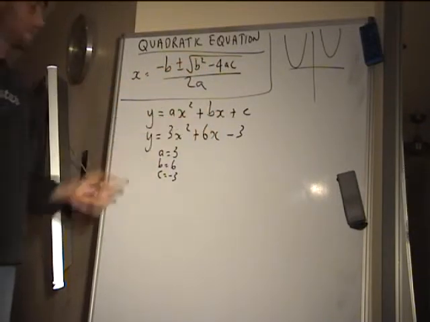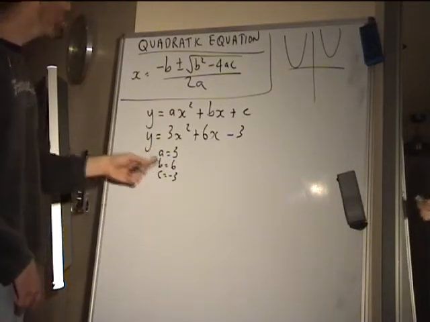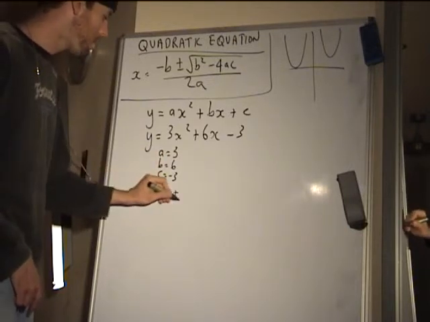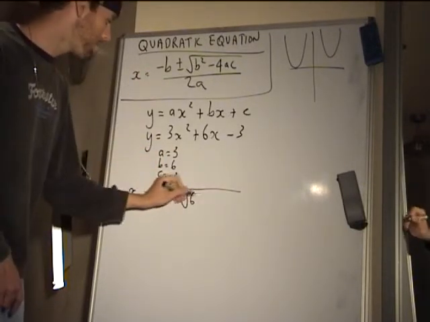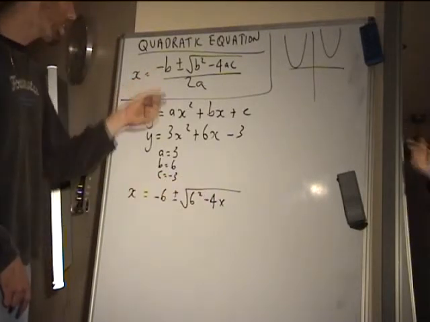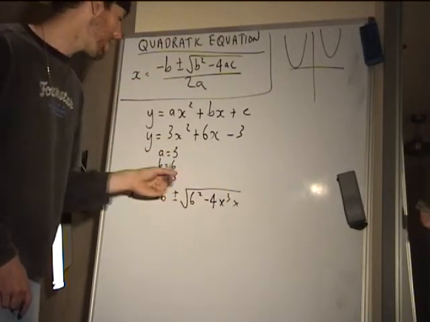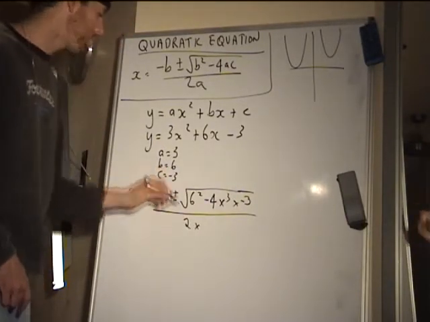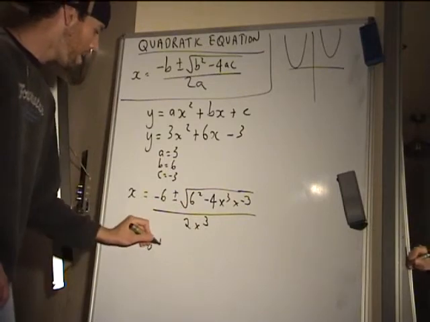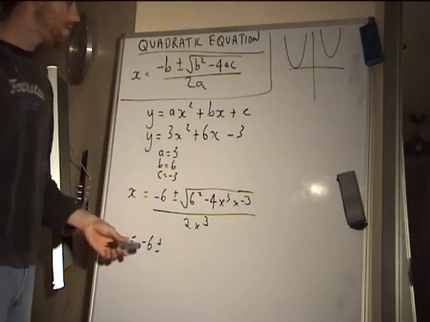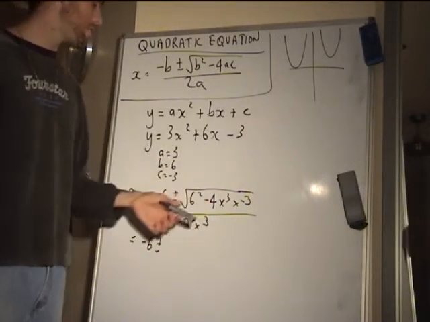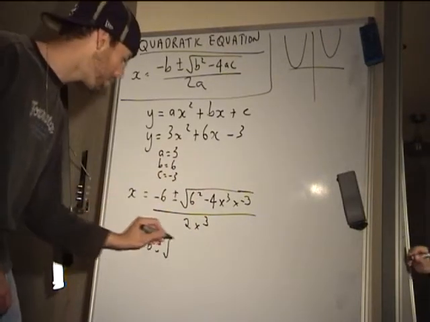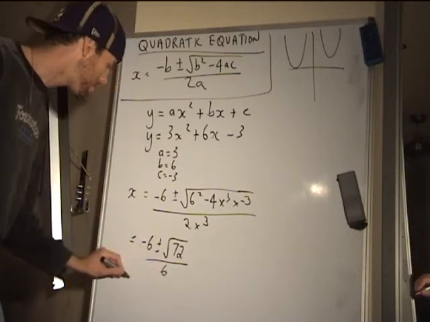So we'll try 3, 6 and negative 3 for a, b and c. We put those into the equation. So it looks like negative 6 plus or minus the square root of 6 squared minus 4 times a, which is 3, times negative 3, all over 2 times a, which is 3. Now if we simplify that, we get 6 squared, which is 36, minus 4 times 3 times negative 3, which is also 36. 36 plus 36 is 72, over 6.